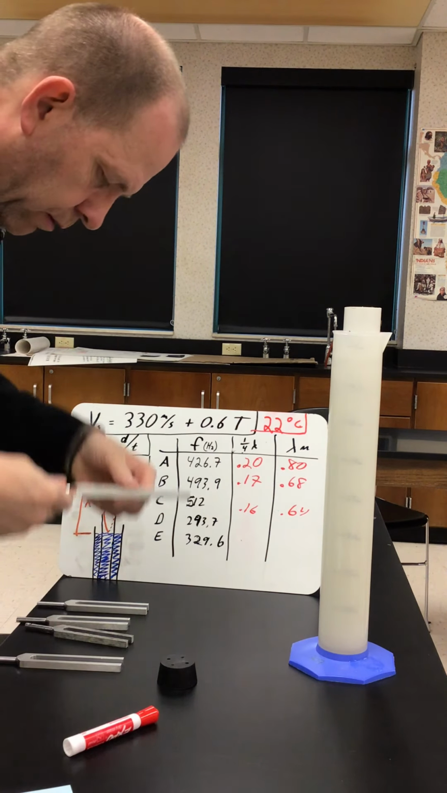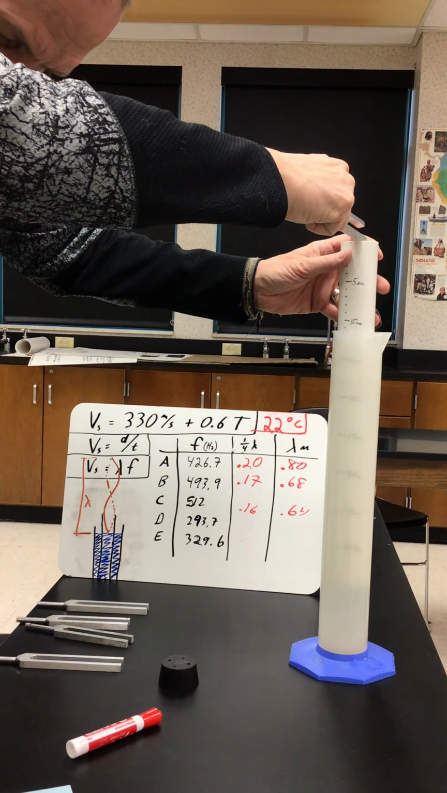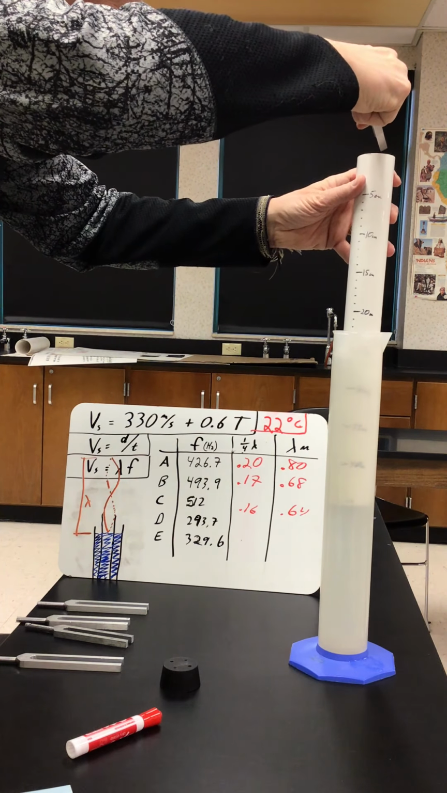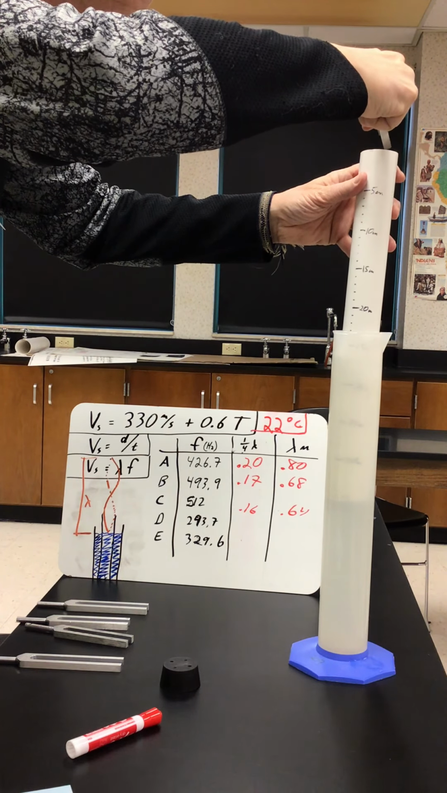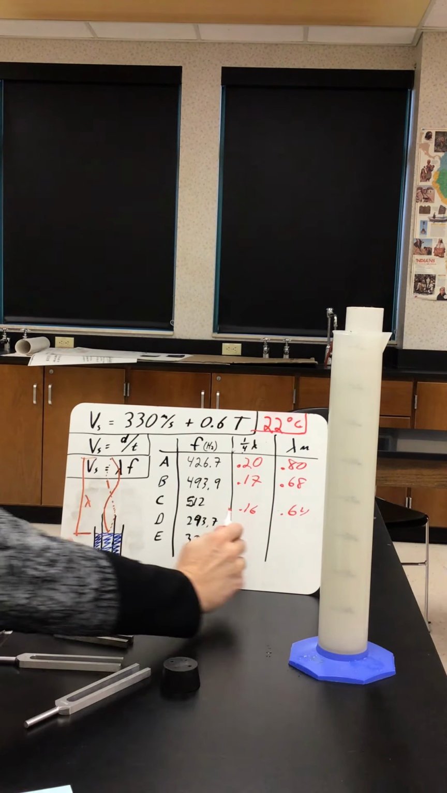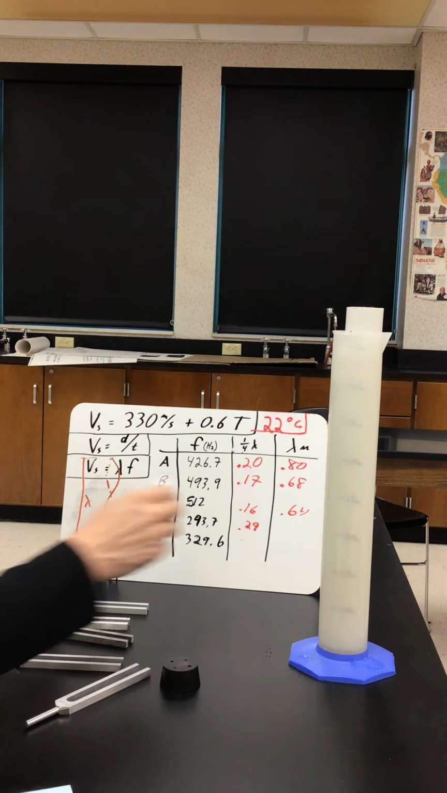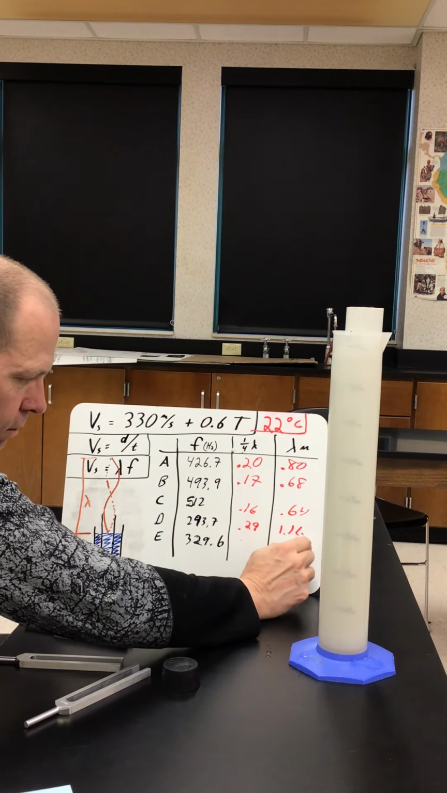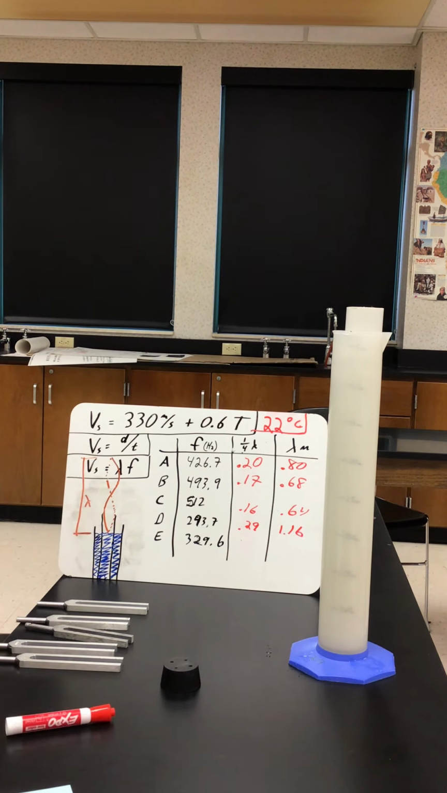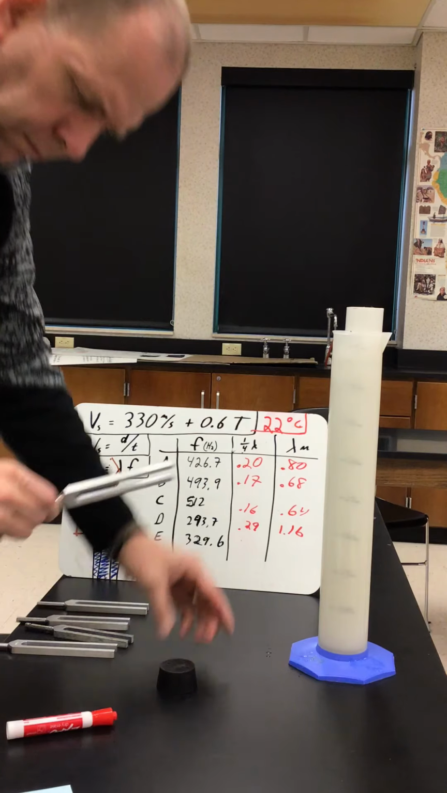We'll go to a D, 293.7. This is a lower frequency, so it should be a higher wavelength. It's about 0.29 meters. So 1.16 is the actual wavelength. Remember, we only have a quarter of the standing wave in the tube, so we have to multiply by 4. And then an E, 329.6.